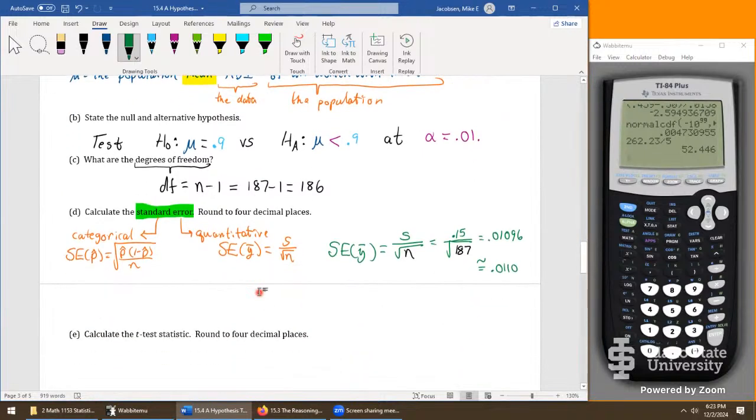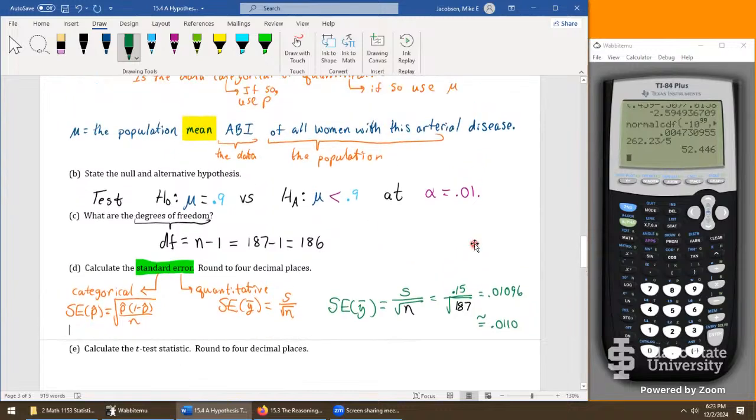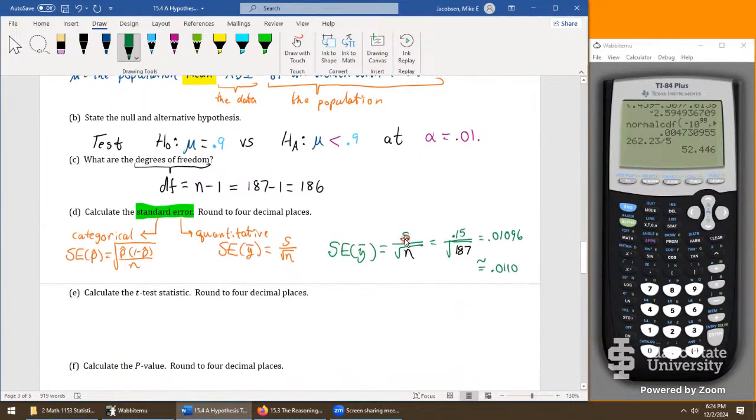Once you get your standard error, it's time for the test statistic. This is going to measure the number of standard deviations that the actual data, y bar at 0.64 for ABI, is away from your hypothesized mean at 0.9. Notice it's actually kind of far away, 0.9 to 0.64, because the standard error is tiny. It looks like it's a lot of standard deviations away. So let's calculate it officially.